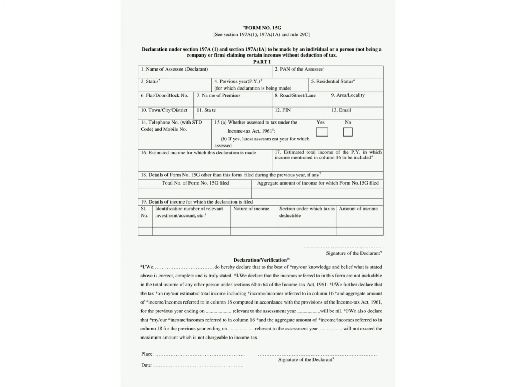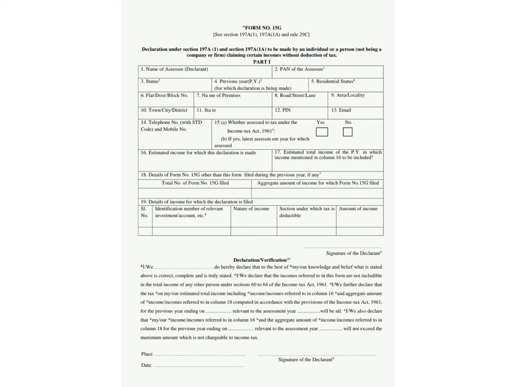Okay, done. Now come to the point number 18. Details of form number 15G other than this form filed during the previous year, if any. If you filed any other 15G form the previous year, then you have to give the details here. If not filed, then write here not applicable. Clear?